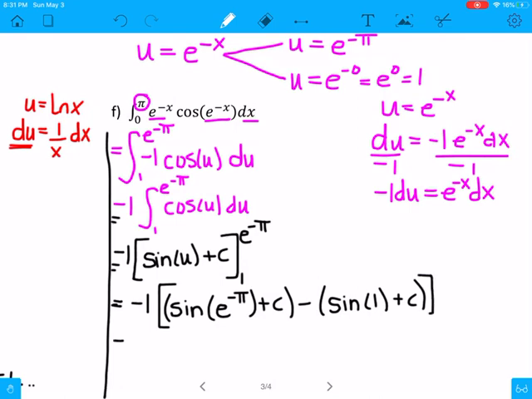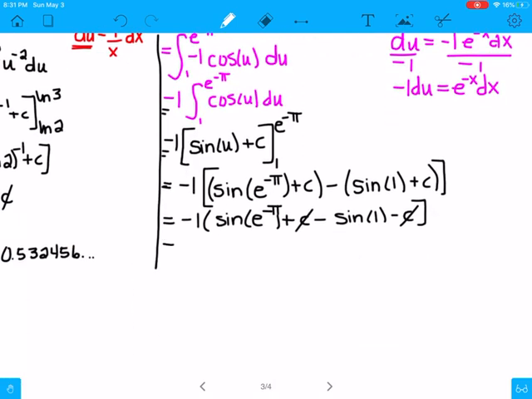Okay, so I'm going to get negative 1 times sine e to the negative pi plus c minus sine of 1 minus c. The c's cancel. The negative 1 distributes through, so I'm going to get negative sine e to the negative pi plus sine of 1. And you can leave it there because none of those are on the unit circle. Or you can say approximately 0.79827.